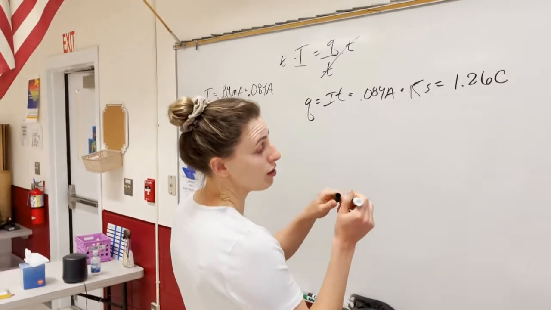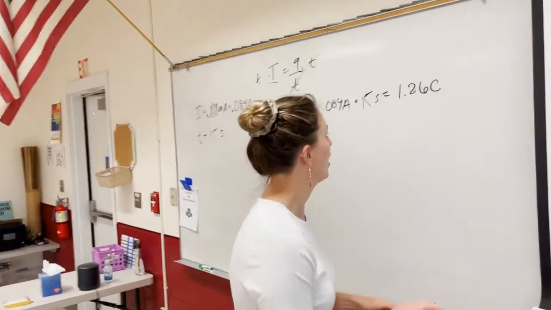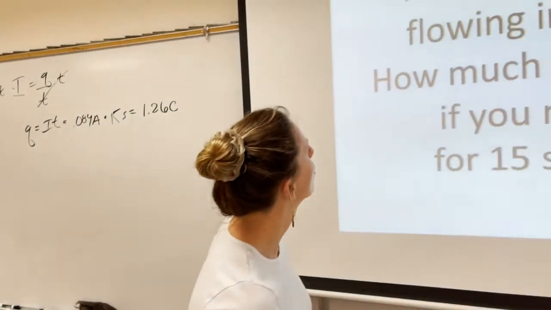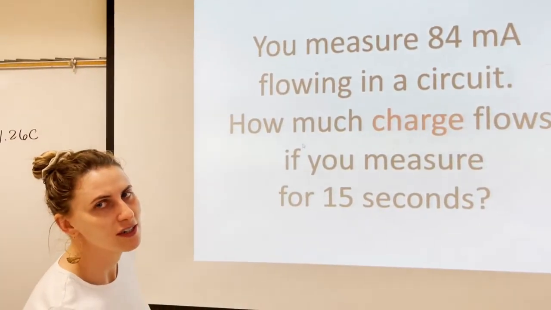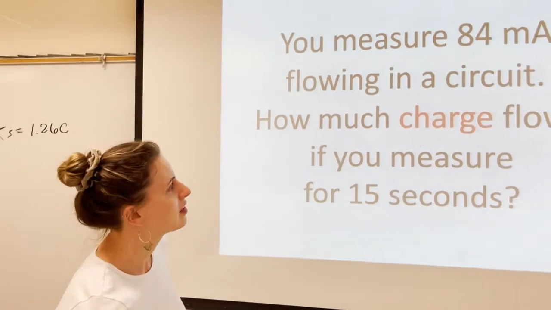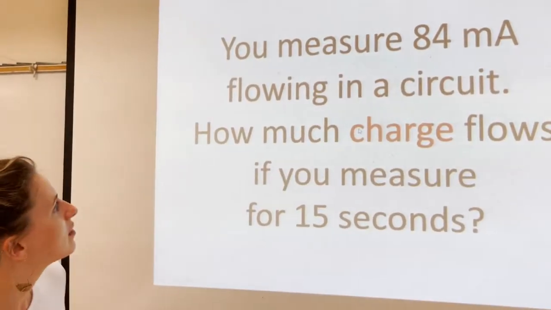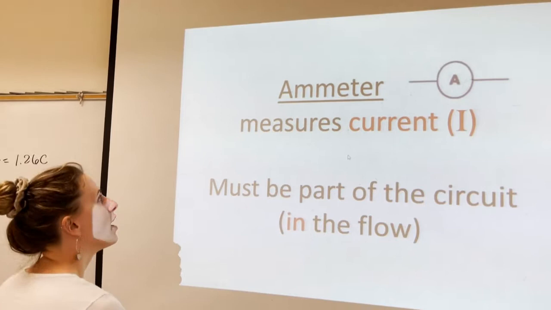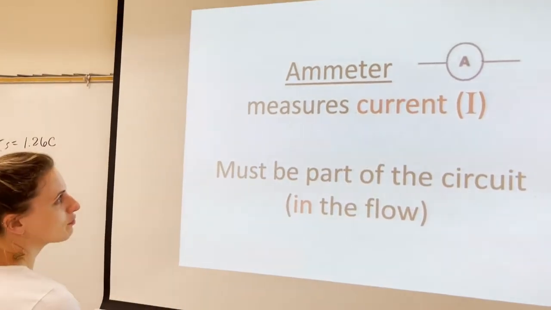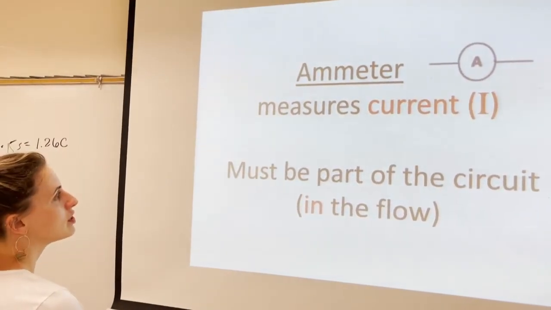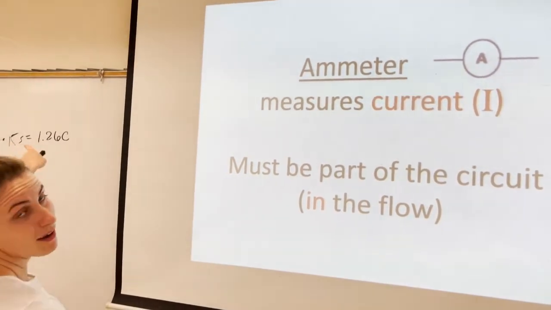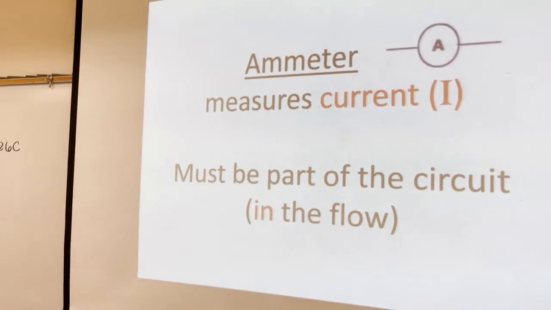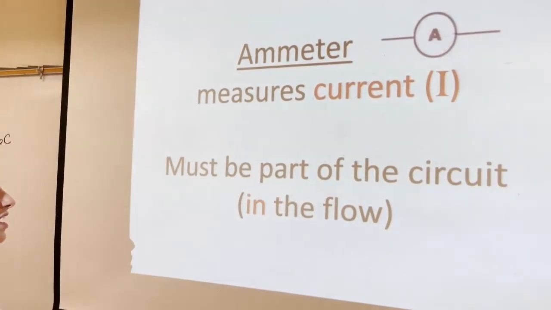So how much charge flows? That much charge. What's a coulomb? What's our definition? 6.25 times 10 to the 19 electrons. Yeah, it's electrons flowing. Okay, so that's our symbol for ammeter. An ammeter measures current, which is what we've been talking about, and must be part of the circuit in the flow.